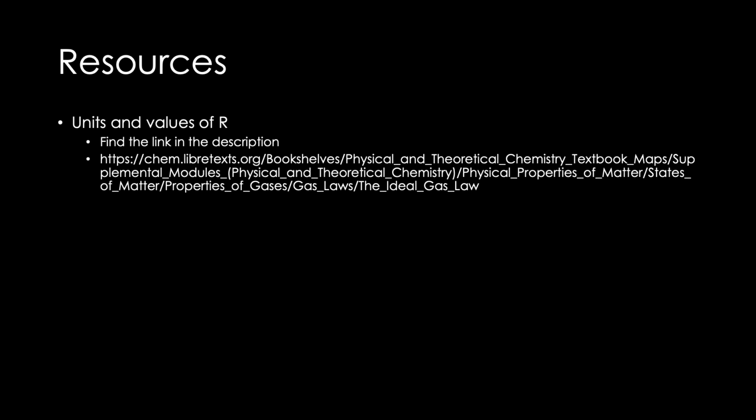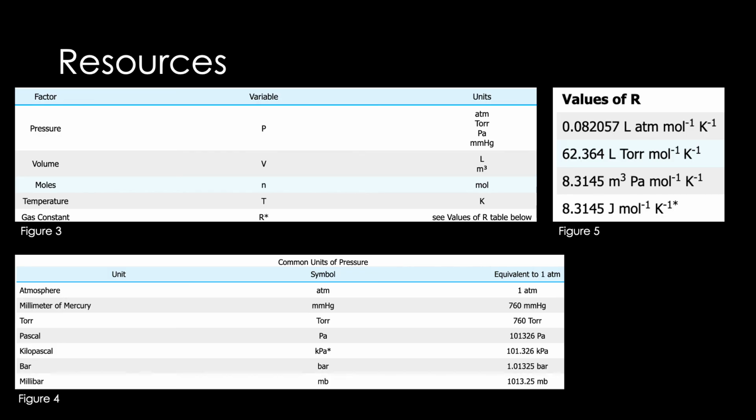Here are some good resources for all things related to the ideal gas law and the 4 individual gas laws. The link is provided in the description box below. It has various different units that you can use and values of the gas constant depending on what units you're given. Here's a picture of what's given in the link. You can see all the potential units for pressure and volume, as well as their conversions. Also on the top right are the values of R for different units.